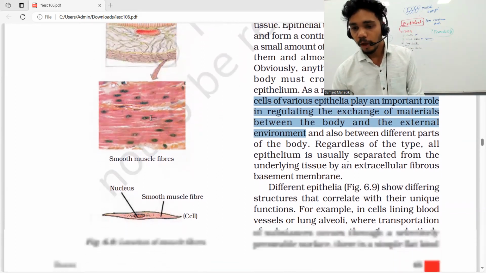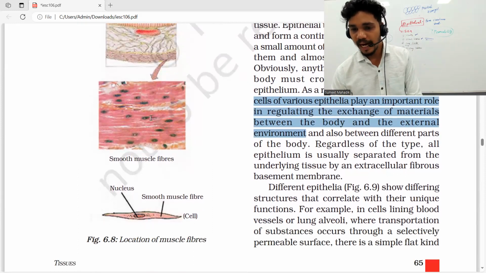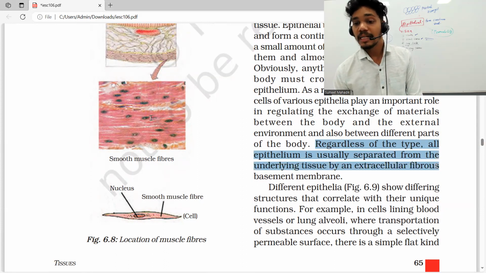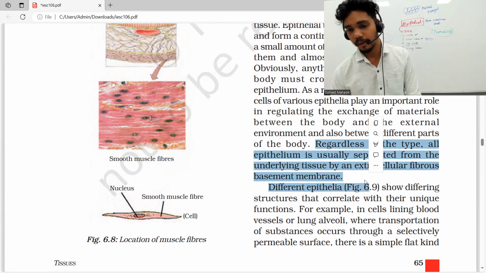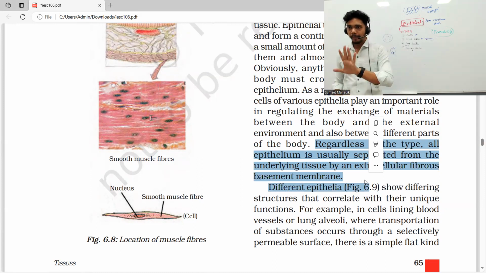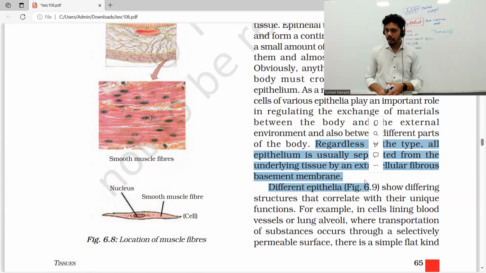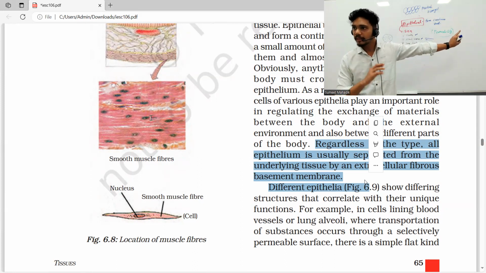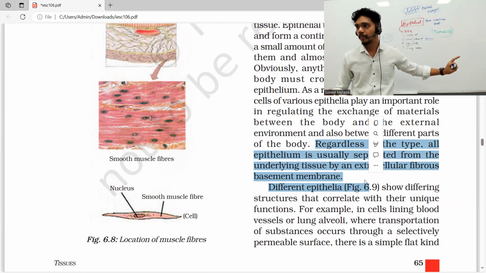Now, between the different parts of the body, regardless of the type, all epithelium is usually separated from the underlying tissue by an extracellular fibrous basement membrane. I'm going to show you the PPT. Don't worry. I'm just going to read some, you know my method. I'm just going to tell you something and then we'll move to the next class. Important notes will be there.